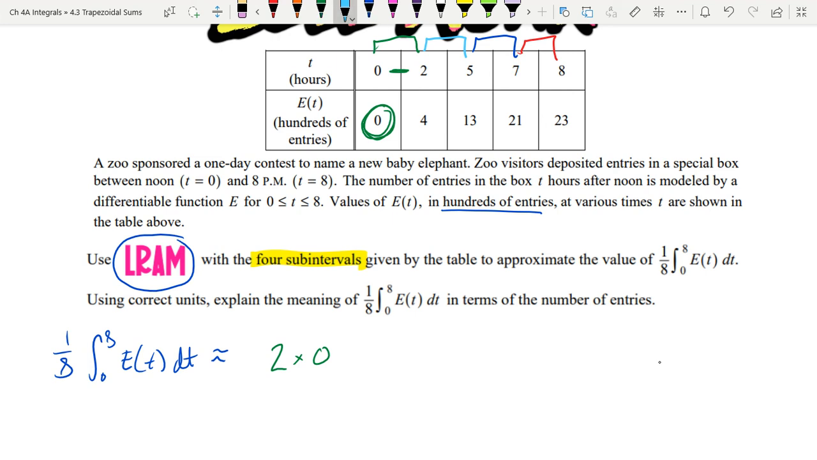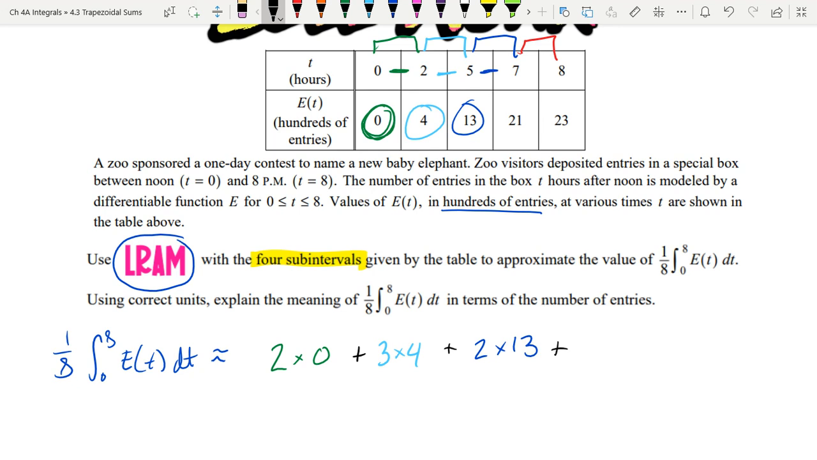Maddie, what's the width of my next one going to be? 3, because we're going from 2 to 5. What's your height going to be? 4. Cool. Don't forget we are adding these things all together, so we should have some plus signs in between. So it's that plus that. And then my next one. Dylan, what's the width of the next one going to be? 2. What's the height going to be? 13. Picking the left one. Good. We got that.